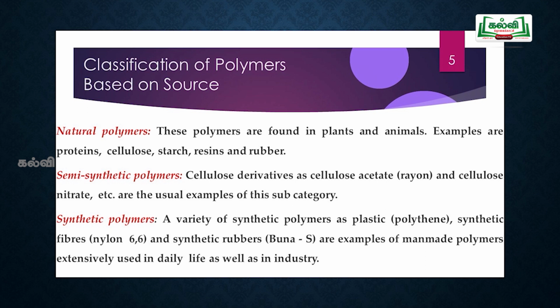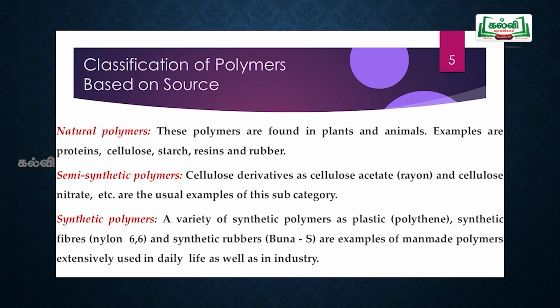Semi-synthetic: a polymer prepared using a natural polymer is called semi-synthetic. For example, rayon, cellulose acetate, and cellulose nitrate are prepared by using the natural polymer cellulose. So these are all called semi-synthetic polymers.